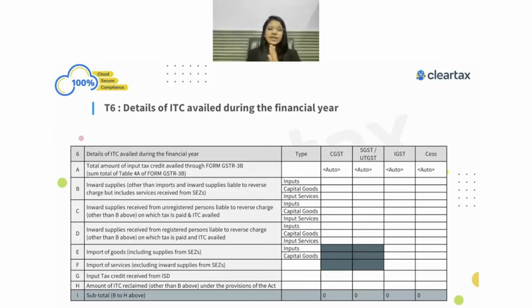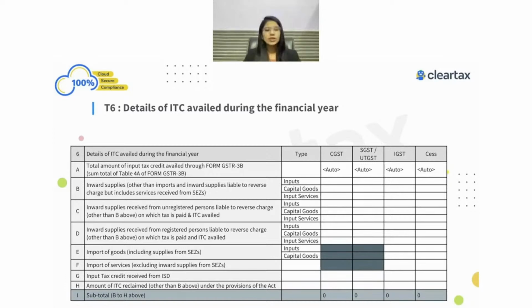So here the second one, 6B, is nothing but they're saying whatever purchases you have made, there was some ITC in respect of the reverse charge and from an unregistered person. Third, they say, okay, then you may have some inward supplies where the transaction is covered under reverse charge, but it is from a registered person. That can also happen. Let's assume you have purchased something from a GTA, right? When you purchase from a GTA and assume that GTA is registered, in that particular case it can also be covered under the reverse charge, so you have to report it in 6T. So you're saying inward supply received from a registered person liable to reverse charge.